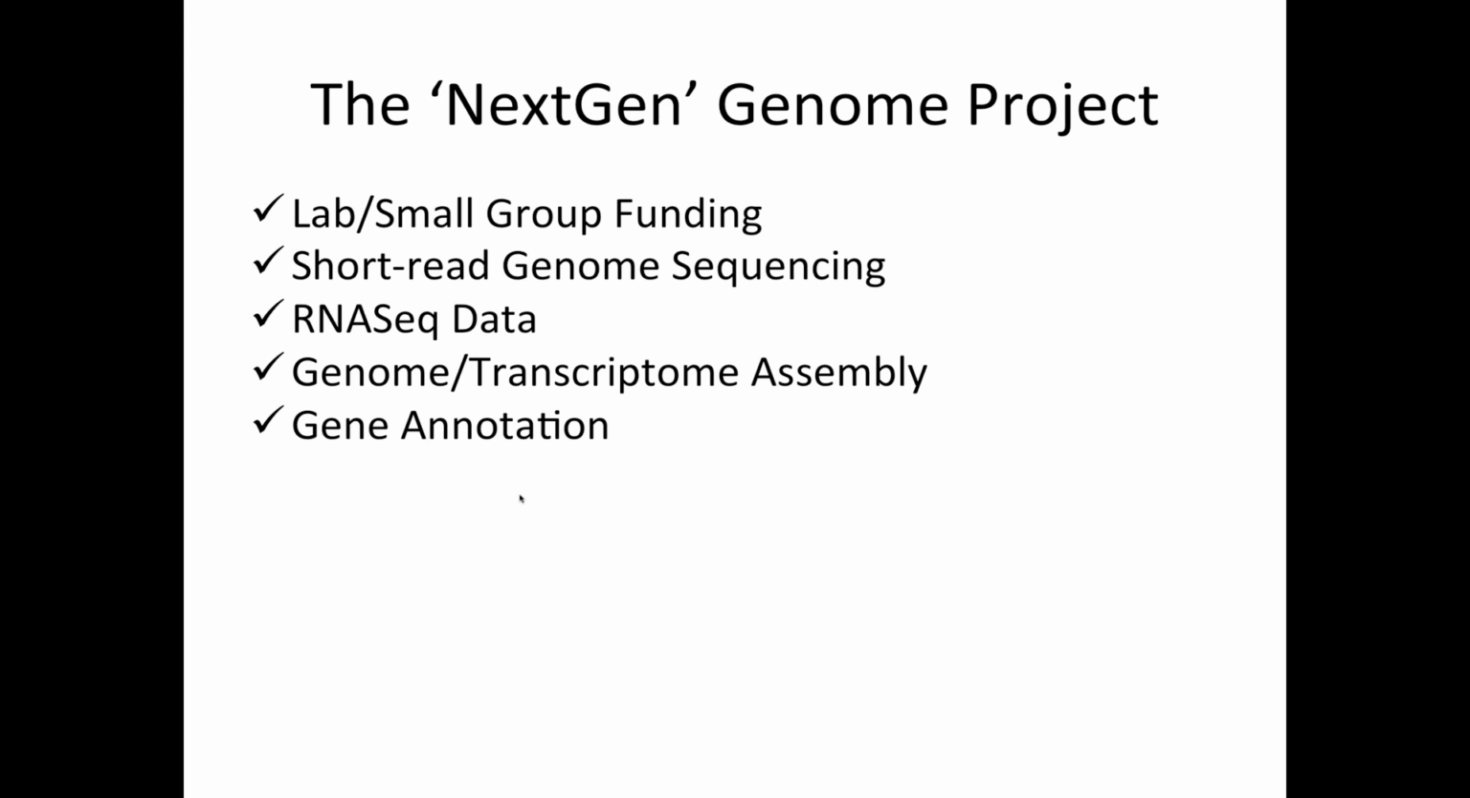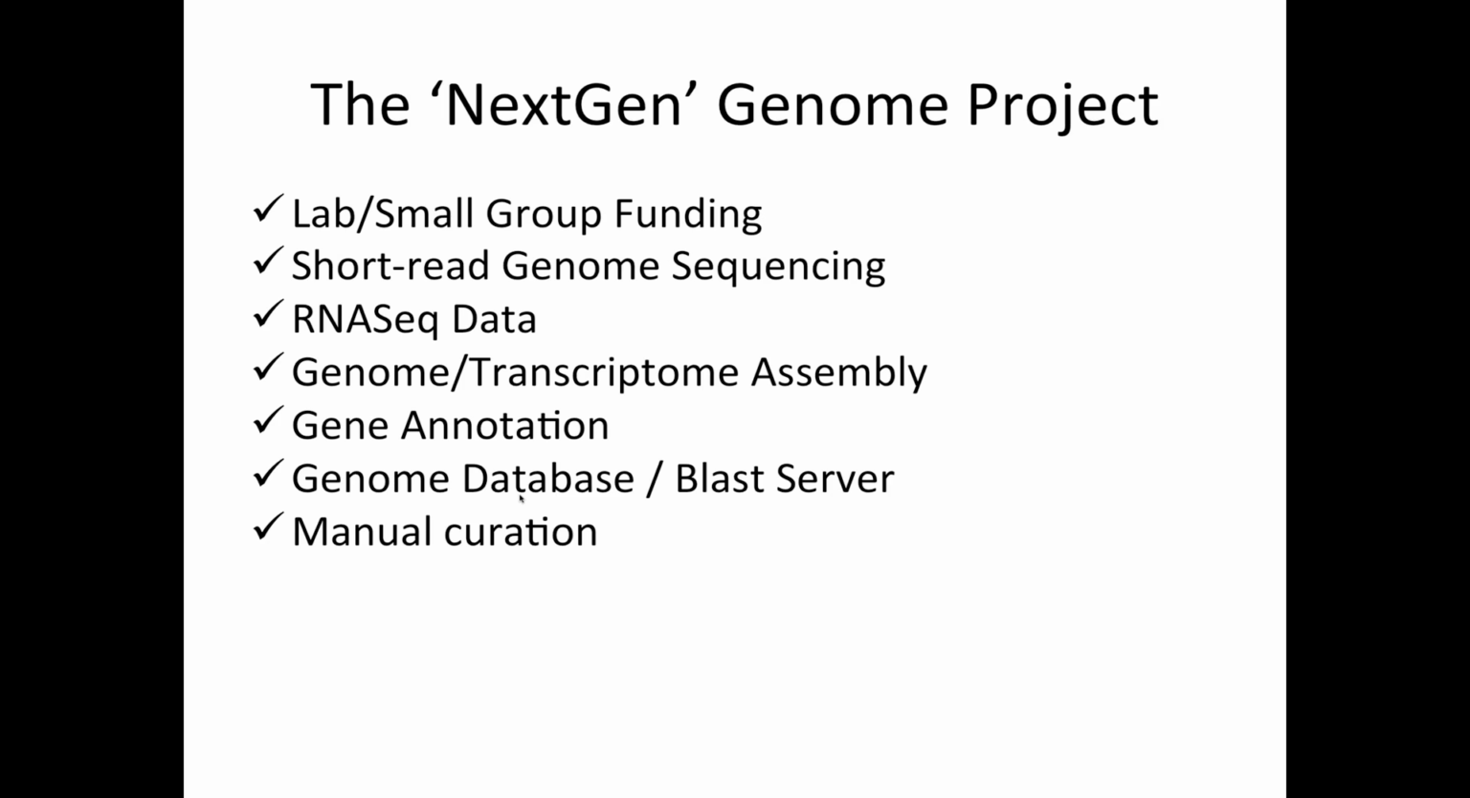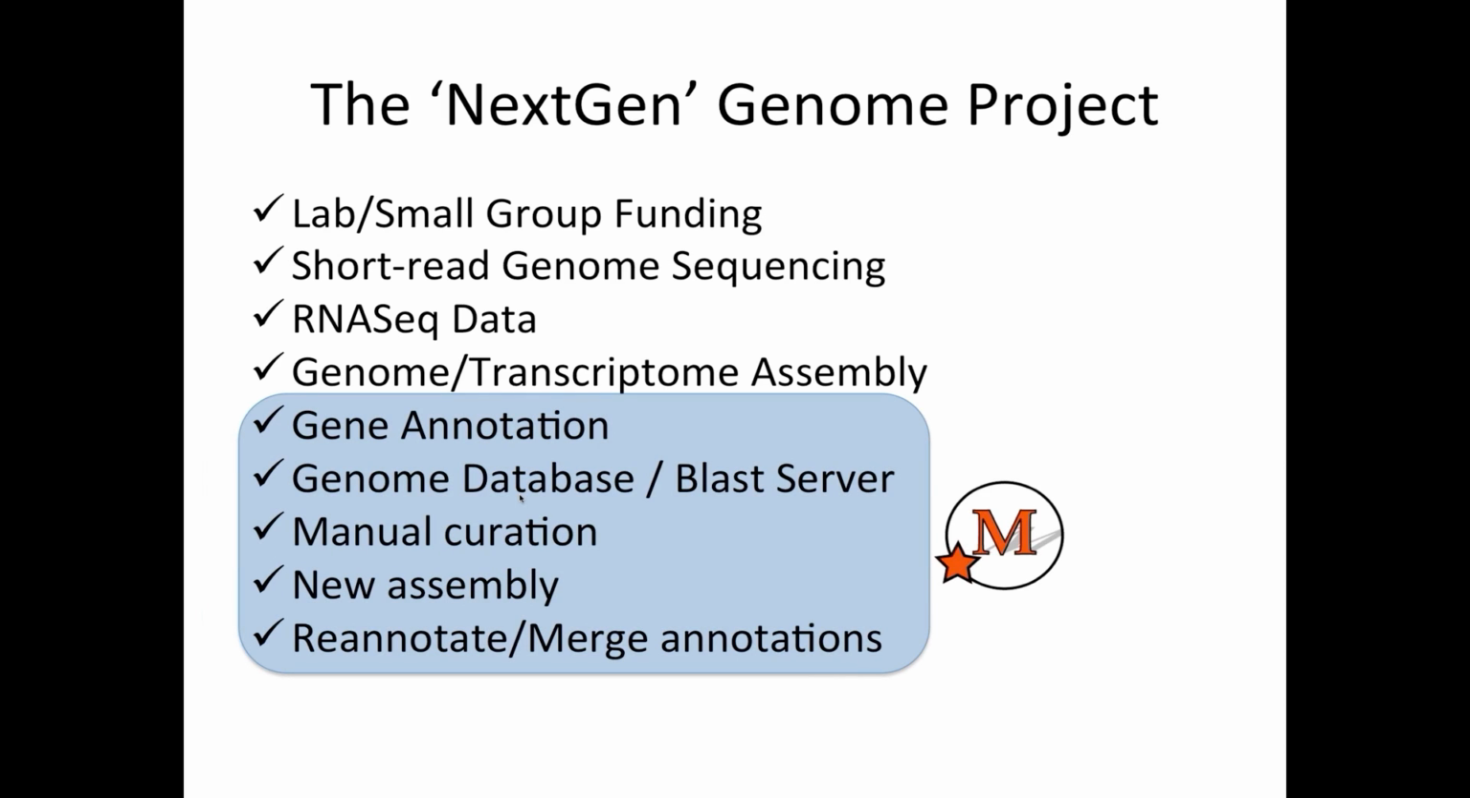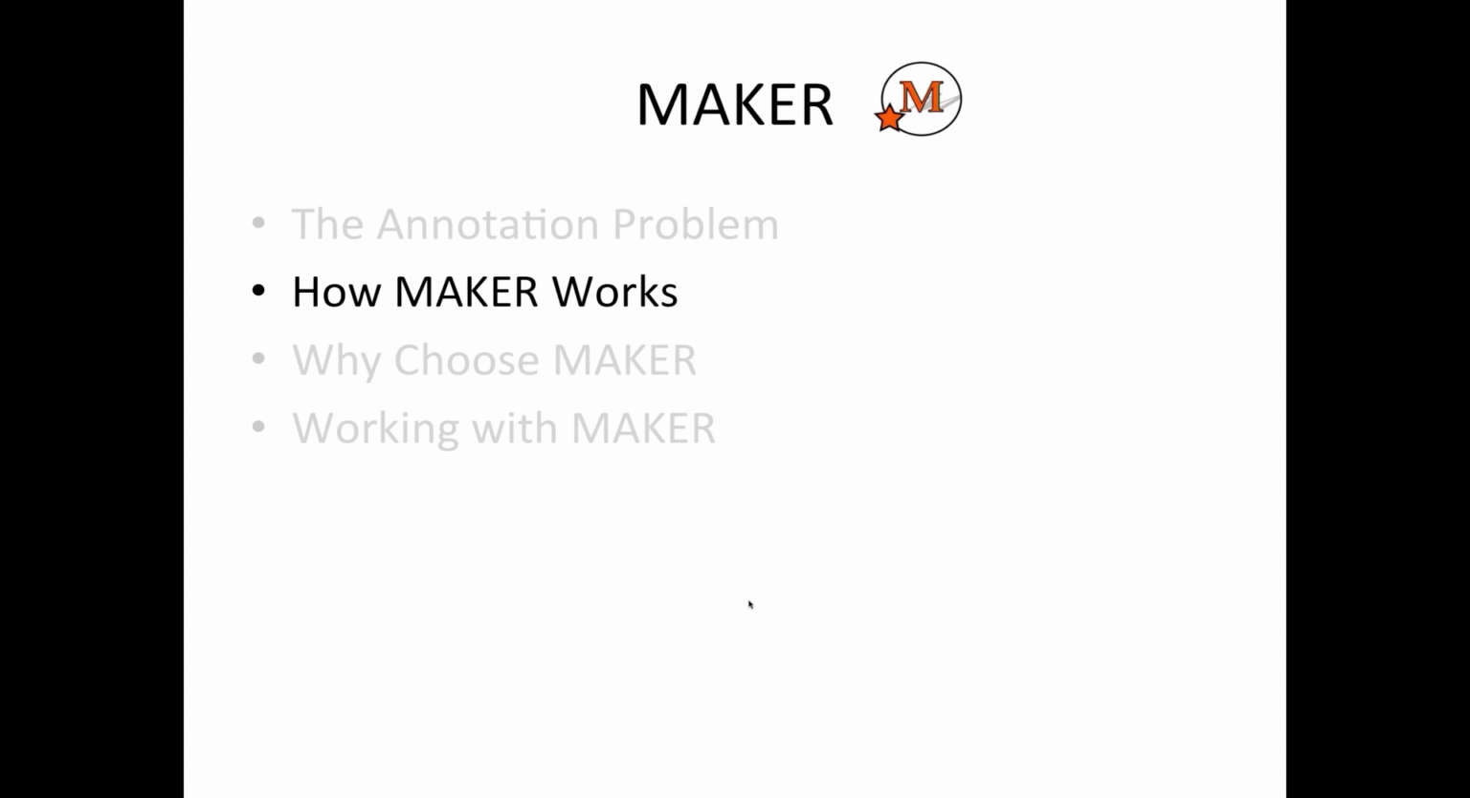After we get the genome and the transcriptome assembled, we go into genome annotation. Most groups will then go on to set up a genome database / BLAST server or what have you. And then they'll go through a round of manual curation with their community, perhaps get some more sequence data available, do a new assembly, and then they have to re-annotate and merge the old annotations with the new. So this whole second half of the next-gen genome is the realm that Maker helps with. We'll be talking about how it can help with that in this next section.